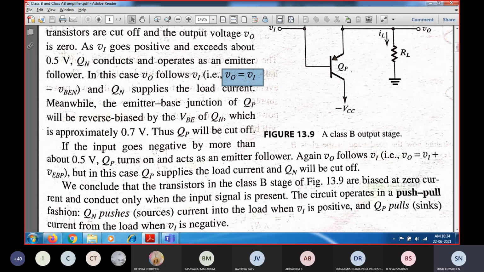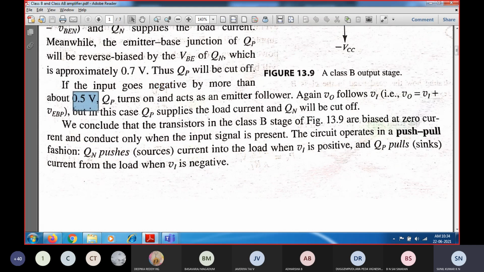So QN supplies the load current, and hence the emitter base junction of QP will be in reverse bias, and it will be in off state. Whenever the input goes negative, and if it is greater than 0.5 in the negative way, if it is beyond negative 0.5, then you are going to get the output. Then only you will be getting the output.